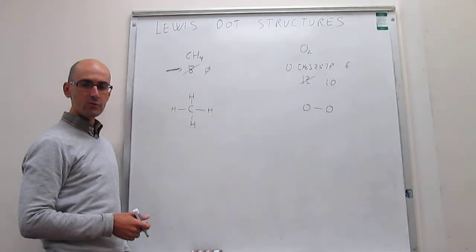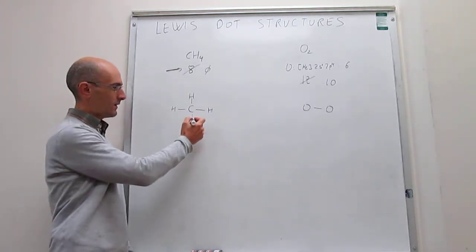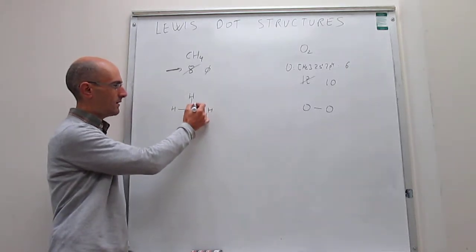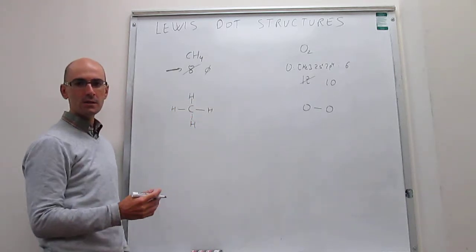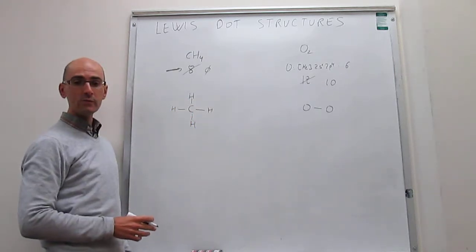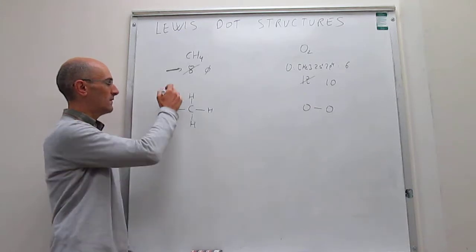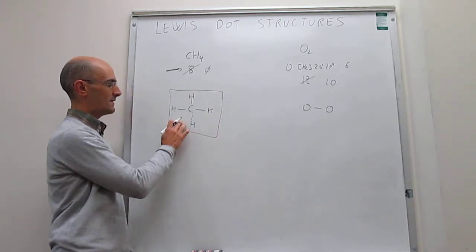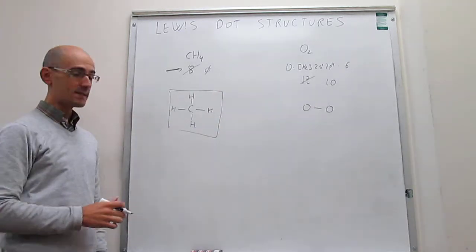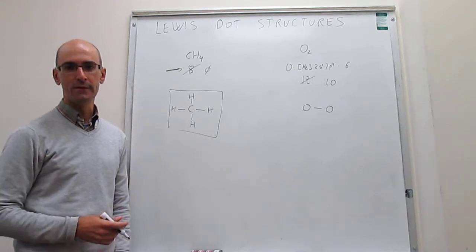Now, for hydrogen, you don't need an octet, you need a duet. Okay, so 2 electrons, and you see that each hydrogen atom is nearby to 2 electrons. So in principle, we're actually done with the Lewis structure of methane, which will be simply this. Okay, this satisfies all the rules, and is actually the actual true structure of methane.